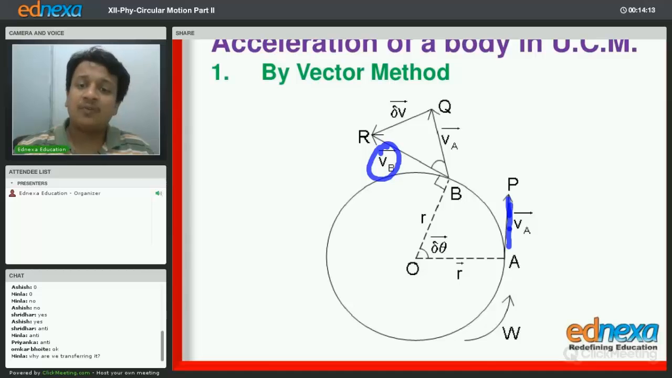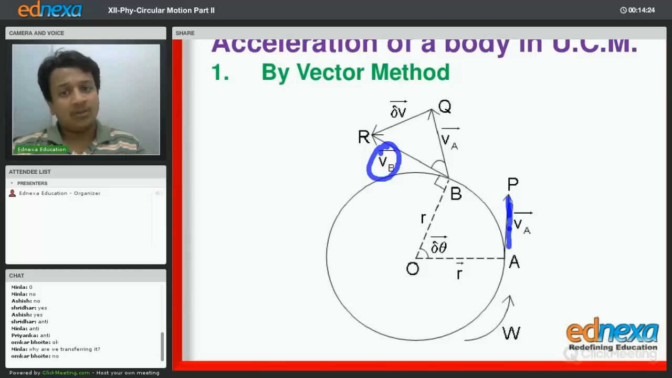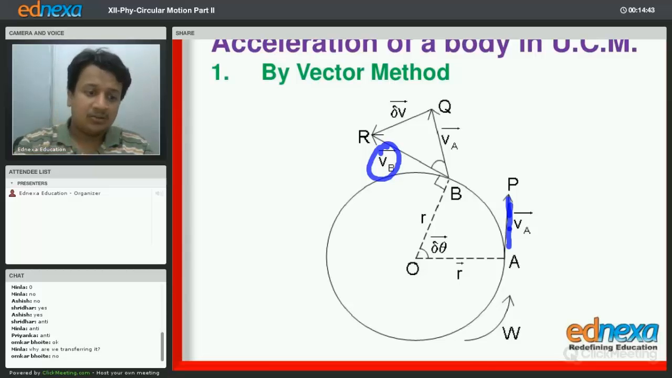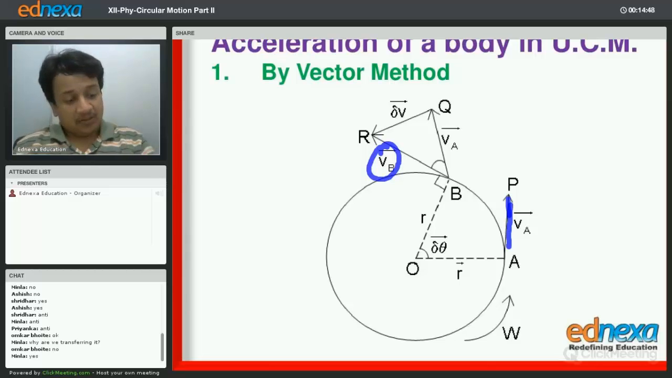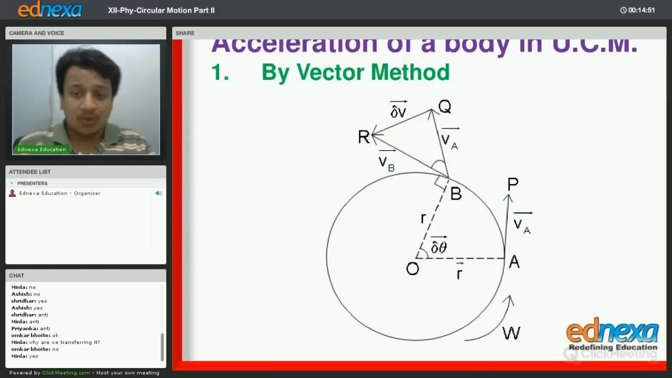Minal asked why we are transferring it. See, Minal, we want to find out acceleration. Is it right? So when we want to find out acceleration, we have to concentrate. What is the formula for acceleration? Change in velocity upon time. So we have to find out the change in velocity, and that's why we transferred vector AP, that is vector VA, from A to point B. Now getting it, Minal? Okay, very good.